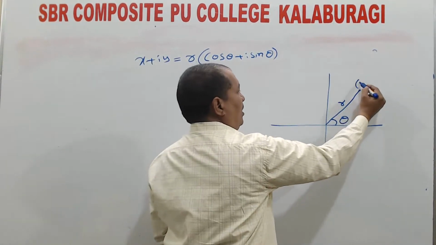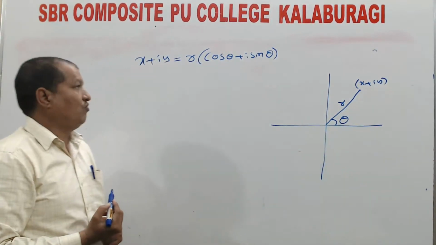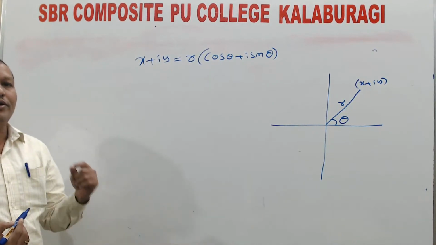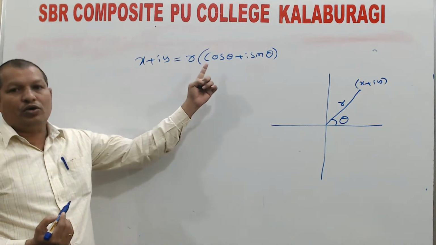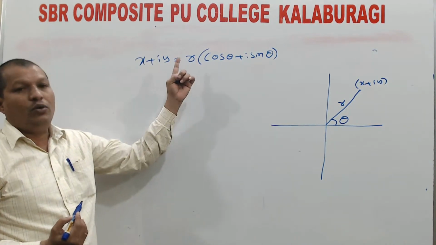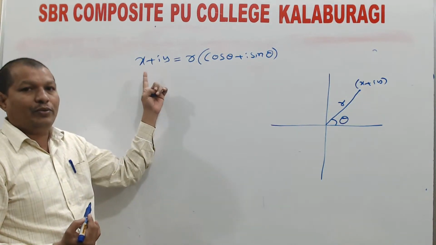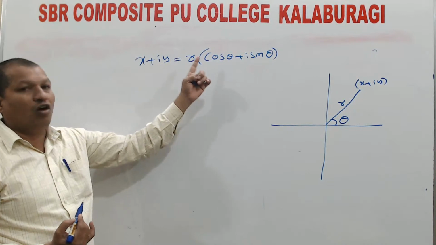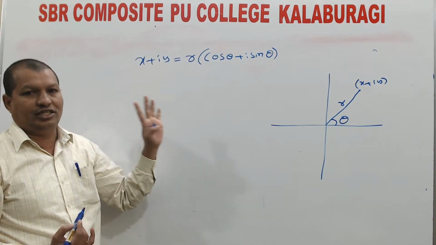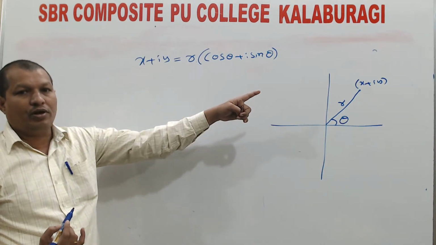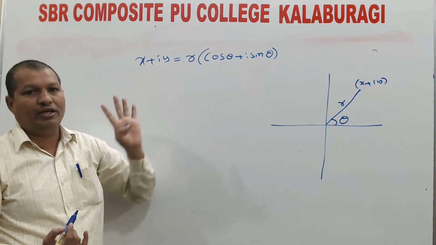So if you have x plus iy, you can write it either in Cartesian form or polar form. So why do you have to take only tan theta? If you express this Cartesian form in polar form, we have to find the values of r and theta. That is very important. R is the distance of the complex number from the origin, and theta is the angle made by that complex number.